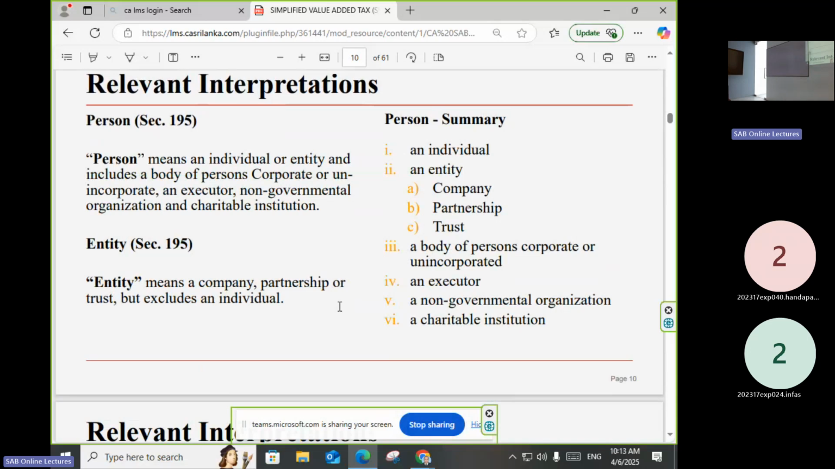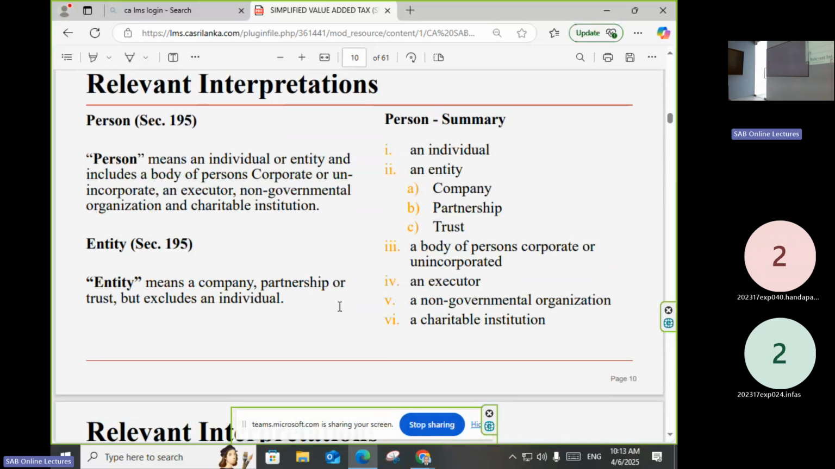Church and society, they need to pay as well. And the executor: because of a dead person, somebody is acting on behalf of that dead person. The reason is, suppose I obtain a 100 million loan from one party and then I die. Who should pay that loan?